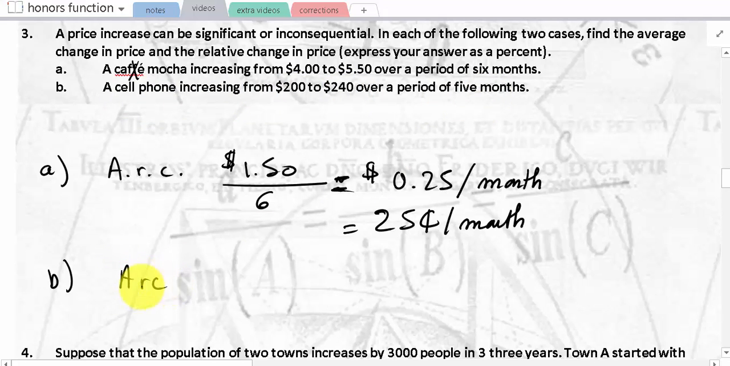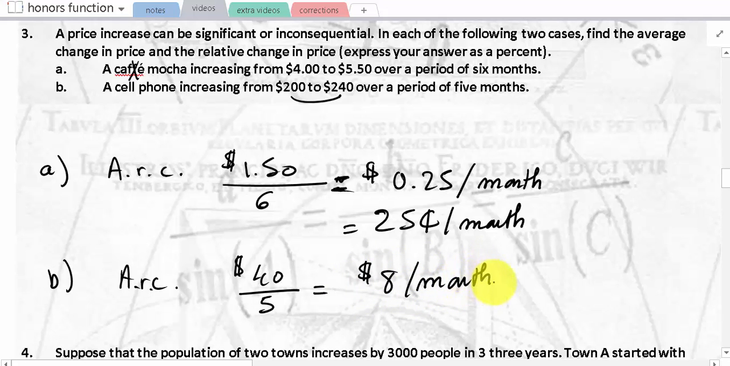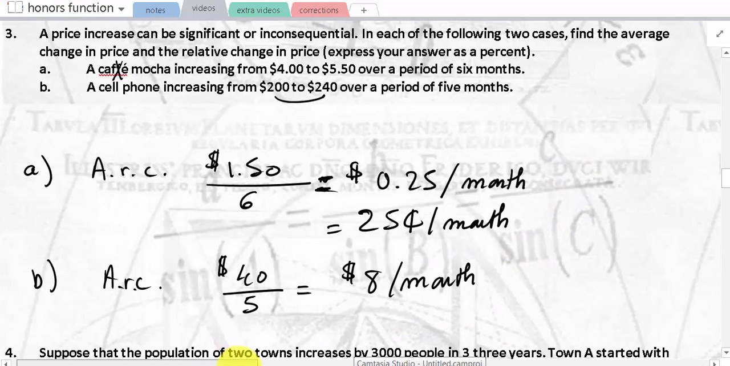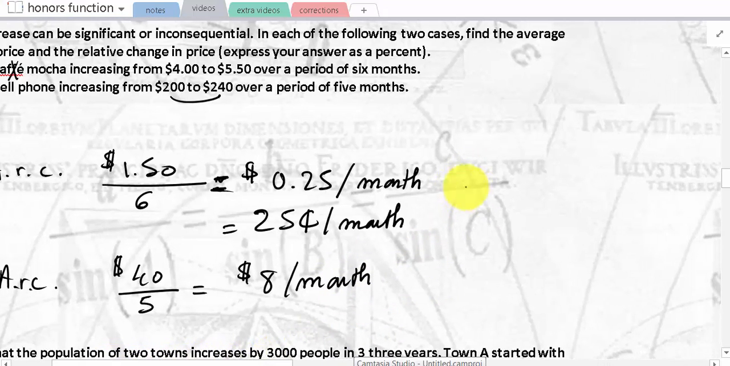So the ARC for this one is, what's the total change? $40. $40 in 5 months, that's $8 a month. $8 per month. Okay? All right, now let's get the relative change. So actually, I want the relative change in price here. Relative change. You know what? I probably meant rate, because the relative change, let's see what the relative change is. Relative change for both.